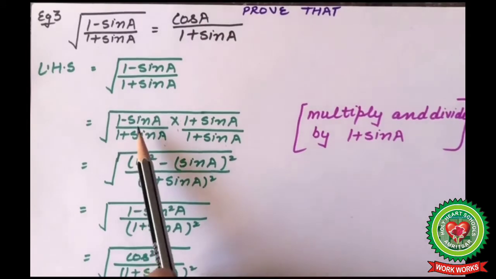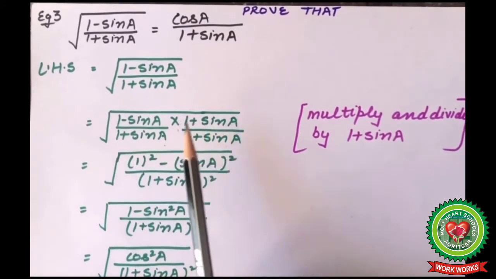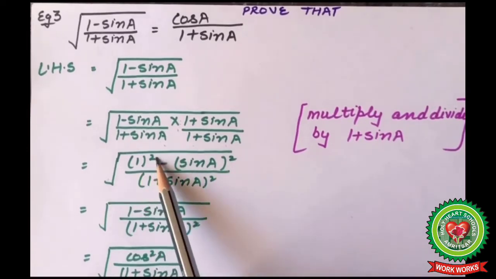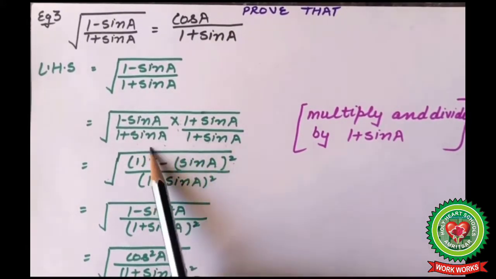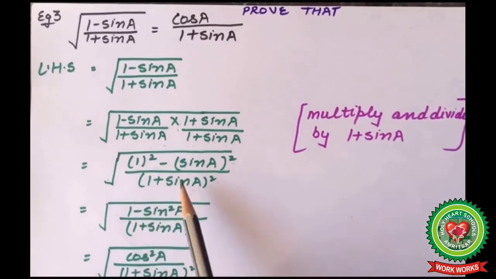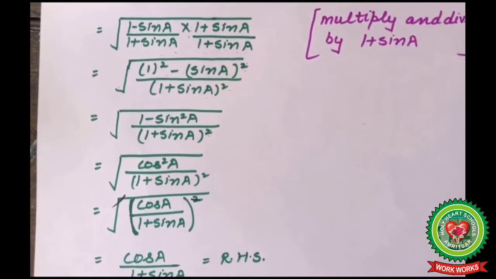Now it is A minus B into A plus B in the numerator, which is equal to A square minus B square. So it will become square root of 1 square minus sin A whole square, and in the denominator, it will become A plus B whole square, that is 1 plus sin A whole square. Now the square of 1 is 1 only, and the square of sin A is sin square A. So this will become square root of 1 minus sin square A upon 1 plus sin A whole square. Now what is 1 minus sin square A equal to? It is equal to cos square A. So the statement will be rewritten as square root of cos square A upon 1 plus sin A whole square.